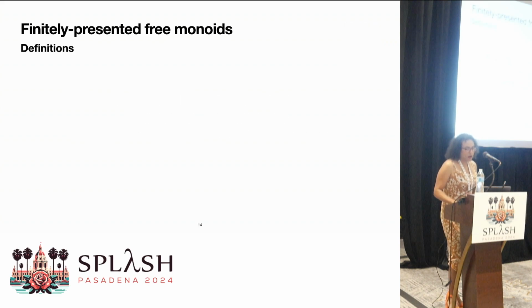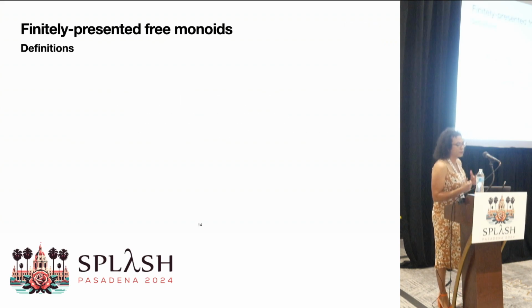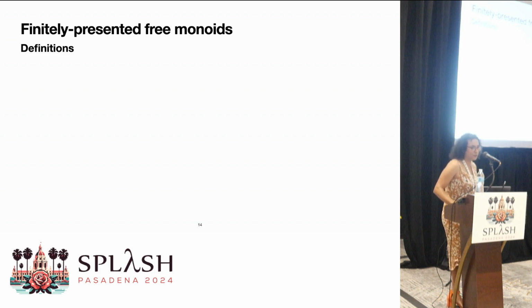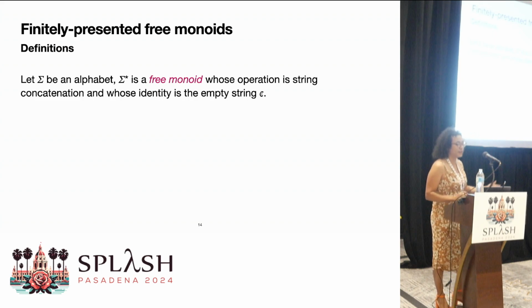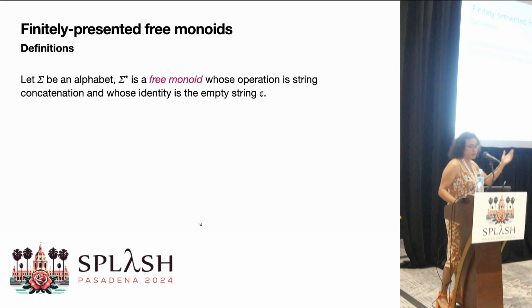So going into the details, I think it's worth repeating some definitions for people like me who didn't pay enough attention during their algebra classes. And the first is free monoid. If you have sigma, that's an alphabet, then a free monoid is a monoid defined with this alphabet, and the operation of the monoid is concatenation, and the identity is the empty string.